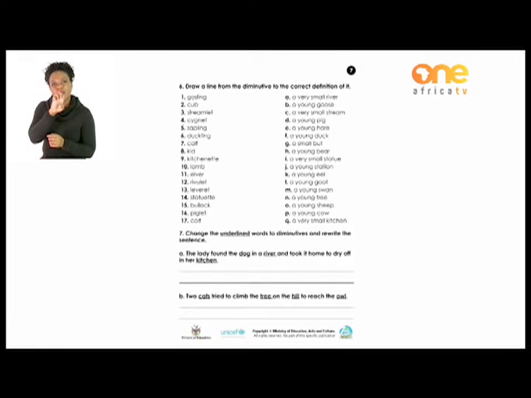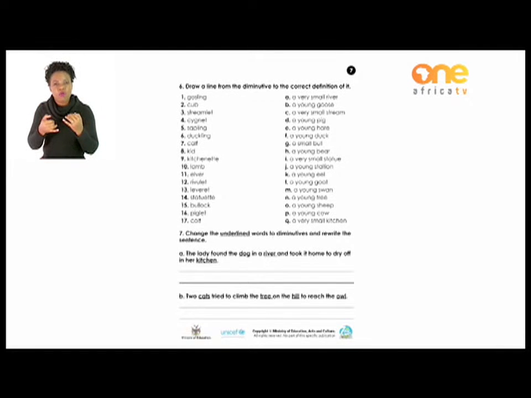So you join a very small river and rivulet. That's A and 12. Also, a young goose, that's on B. A young goose becomes a gooseling. So you join number 1 and B. Now, let us do the rest on our own. But before that, let's proceed to activity 7, which reads, change the underlined words to diminutives and rewrite the sentences.